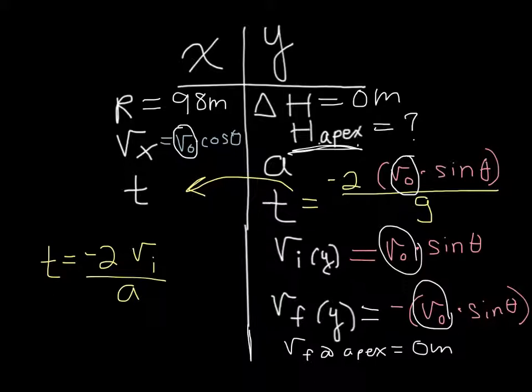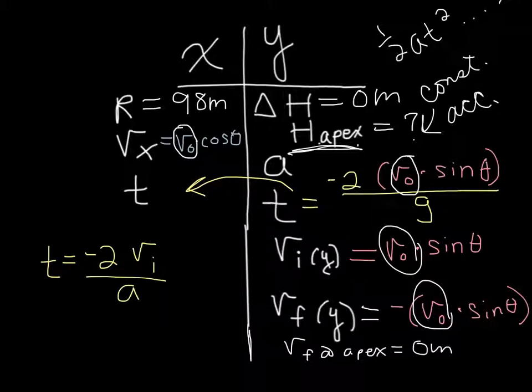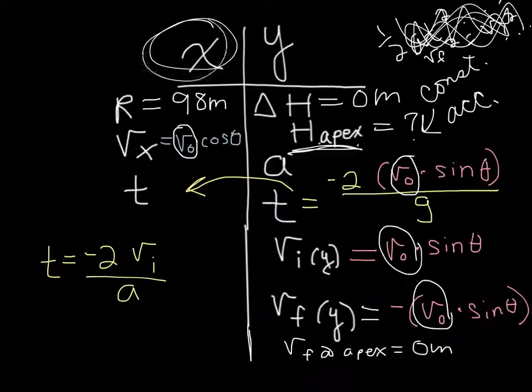In order to find this, I would have to use some constant acceleration equations, like one half a t squared, or V final squared is equal to V initial squared, and so on. But I don't want to do that because that takes a lot of work. I would like to do something more simple. And I can do things that are more simple on this side of the situation because this is constant velocity.